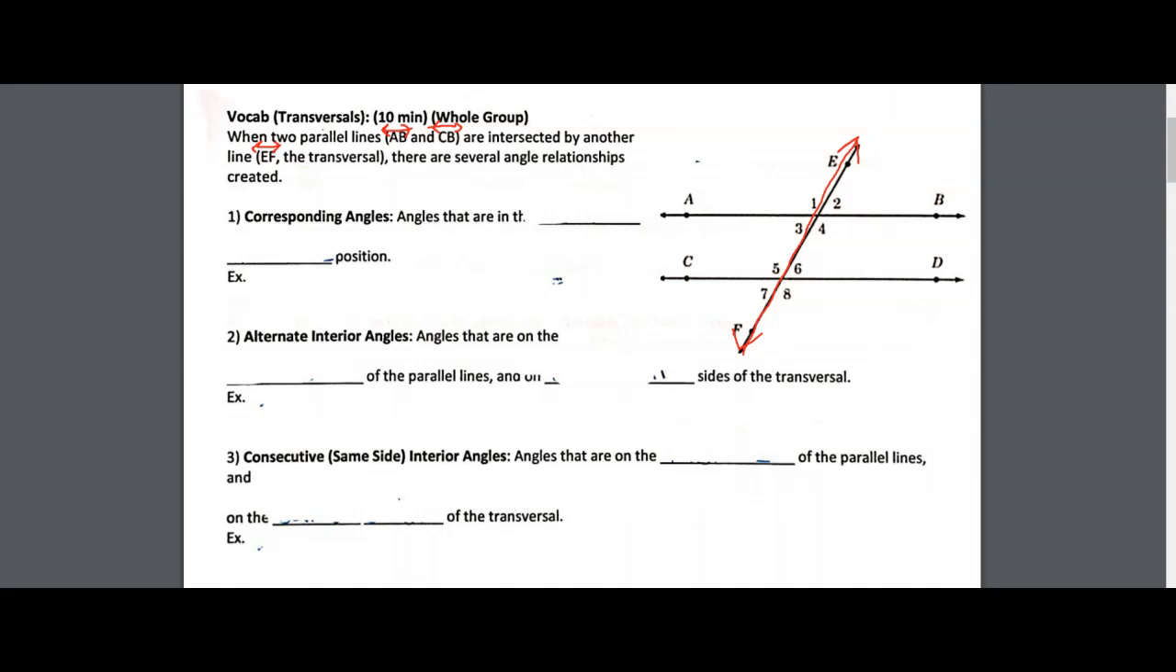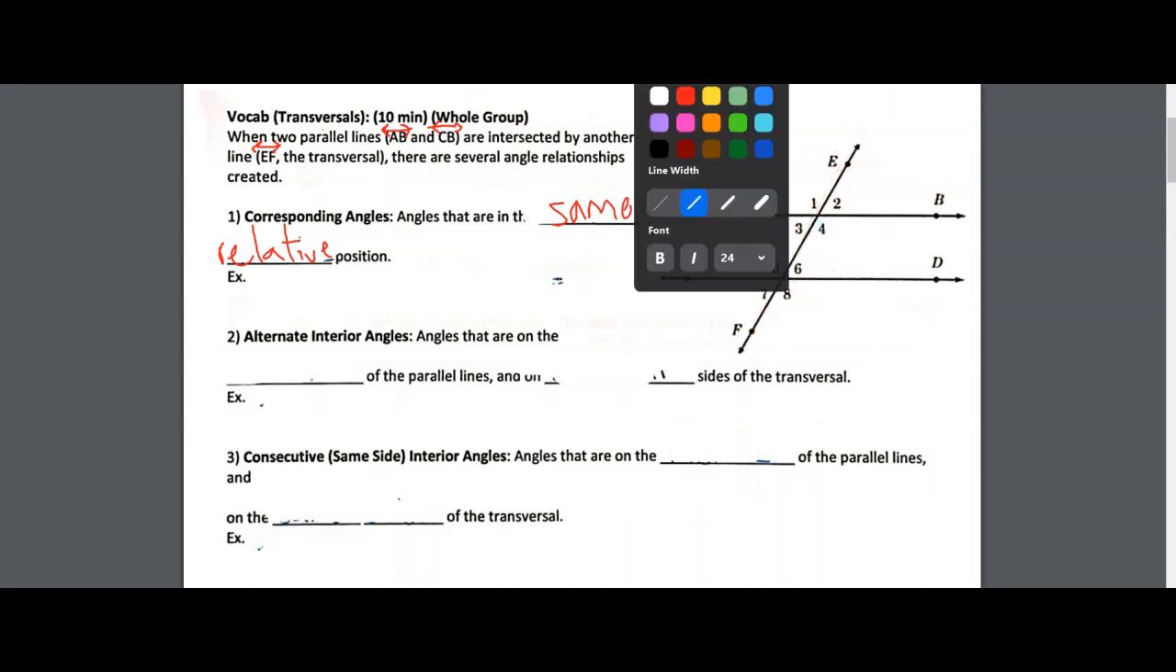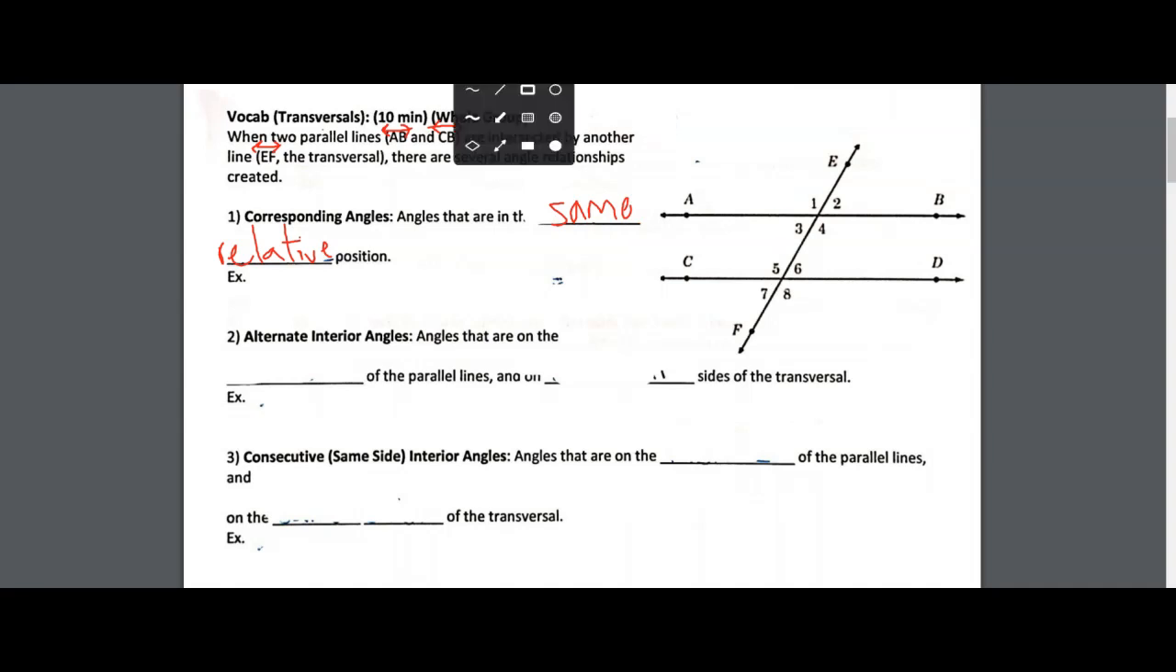So one of those relationships is what we call corresponding angles. These are angles that are in the same relative position. Okay, what this means is that if we break these angles up into 2 sets of 4, so we have a set of 4 up here and we have a set of 4 down here, and I'm just breaking them up based on the ones that are all surrounding the intersection points of the transversal and the parallel lines.